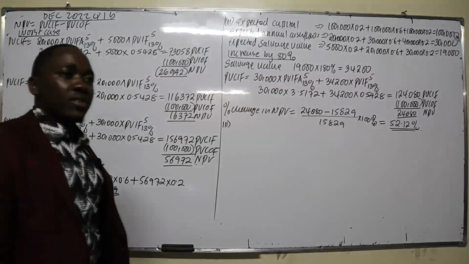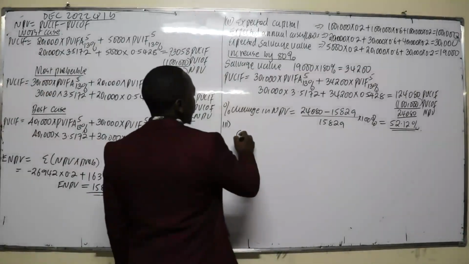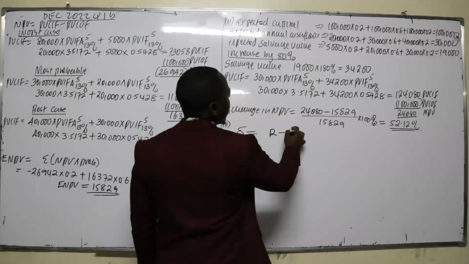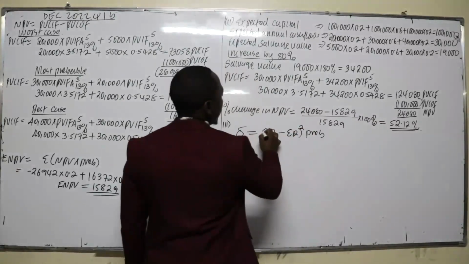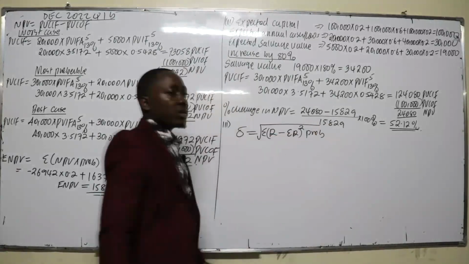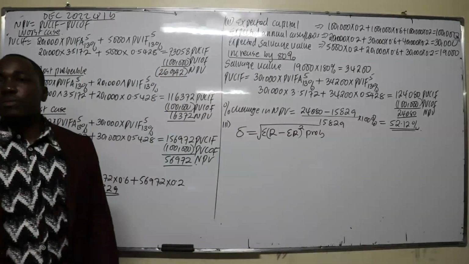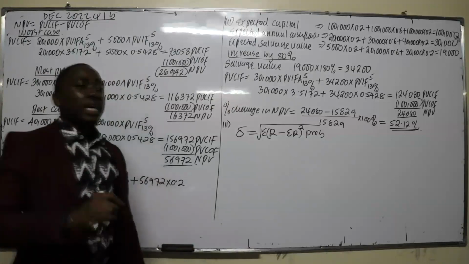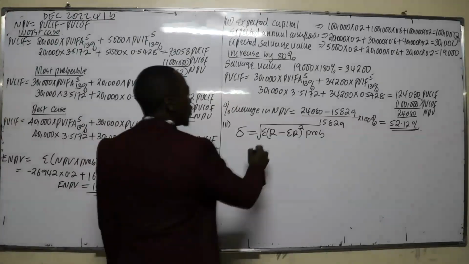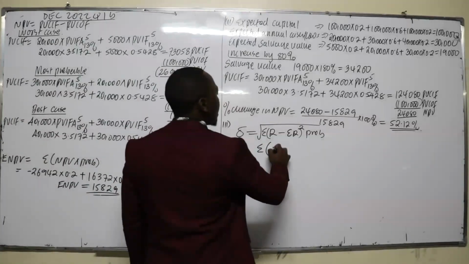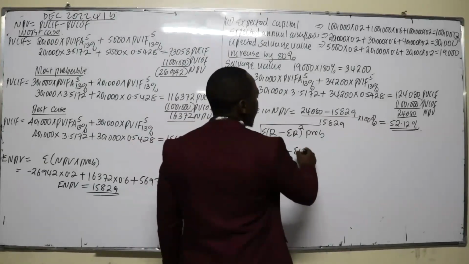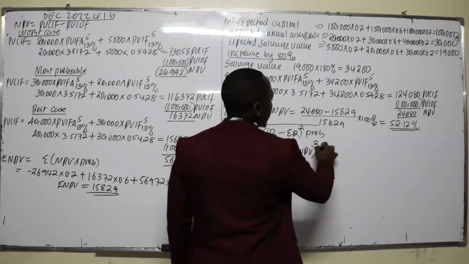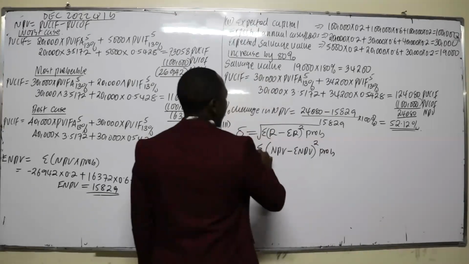How do you get the standard deviation? Standard deviation, you take returns minus expected return, square, times probability. You add, then you get the measure of standard deviation. But in this case, we are computing in relation to NPV. So it would be summation of, instead of return now, it's NPV. Instead of expected return, it will be expected NPV, squared, times probability. You get the square root.